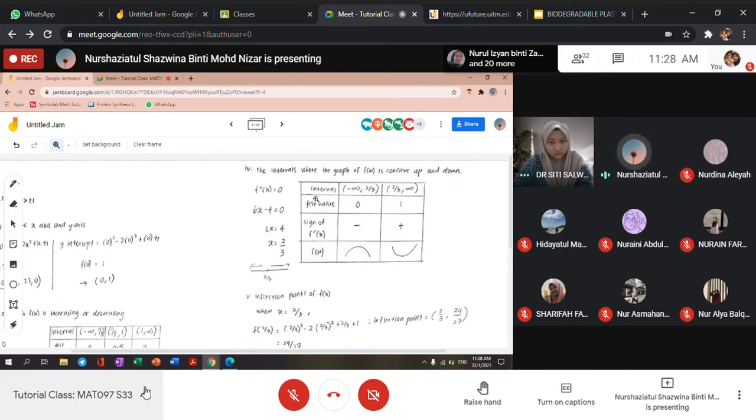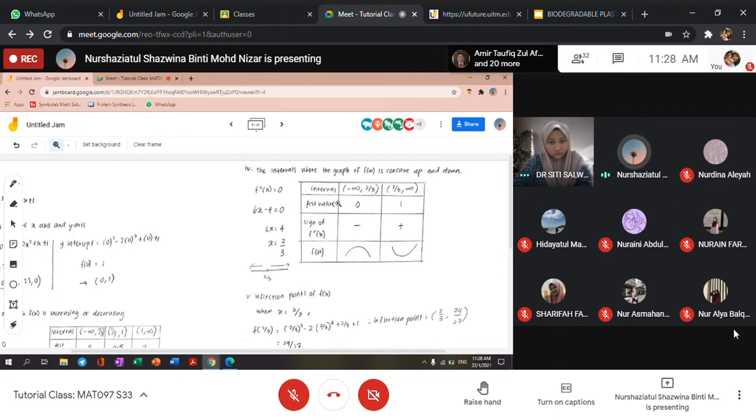So for this, I have to equate f double prime to 0, which means from the first f prime x, I will get 6x minus 4 equal to 0. And then simplify, x equal to 2 over 3. So for this, we also have to construct a table, which means x is either less than 2 over 3 or greater than 2 over 3.